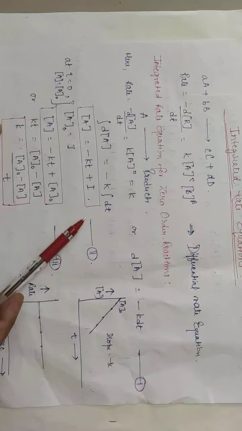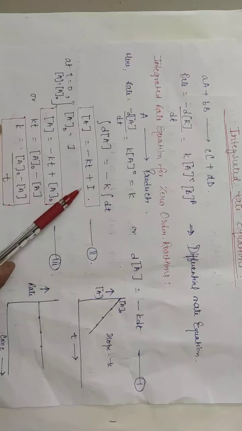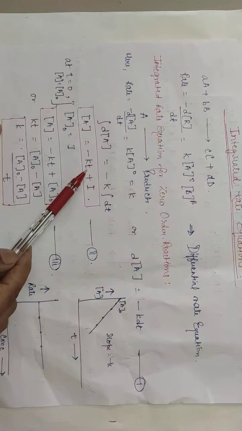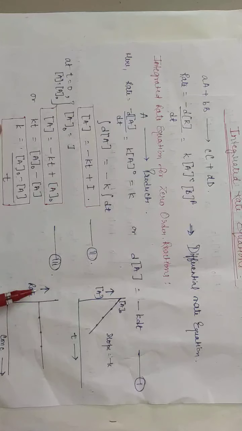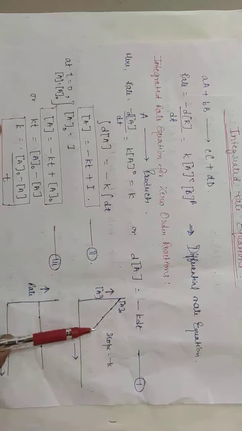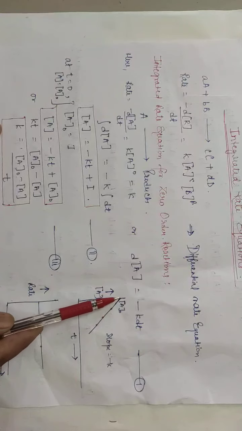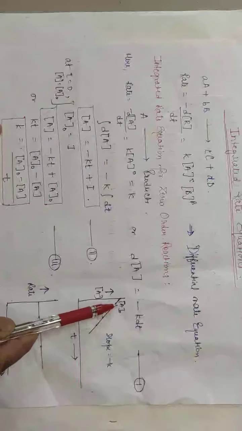Now consider this equation 2. This is similar to the straight line equation, and if we plot molar concentration of A with respect to time t, then we will get a straight line graph with slope minus K and having intercept on the y-axis at the initial concentration, that is A naught.